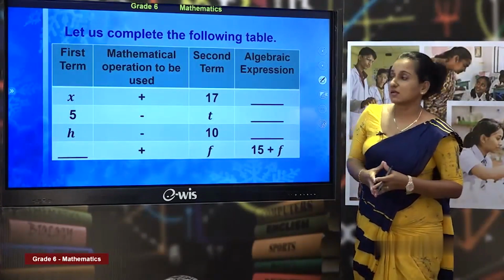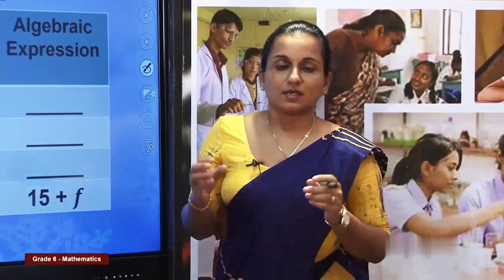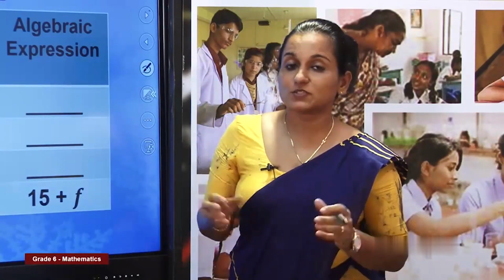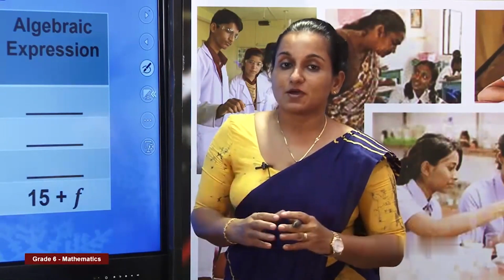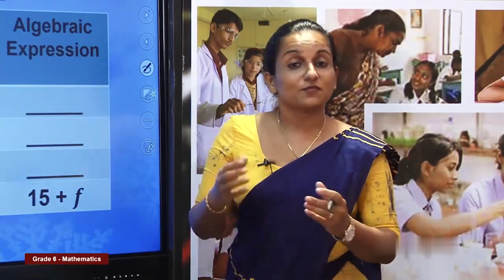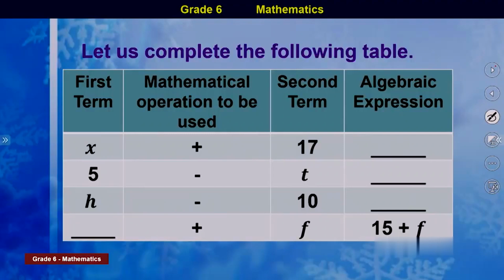Here you can see a table. In this table, we have the first term, mathematical operation to be used, and also the second term. What you have to do is build up an algebraic expression. Here, I am going to do the first one as an example. Then you try to do the rest before I write the answer. Then we can compare the answers. Okay, shall we start?